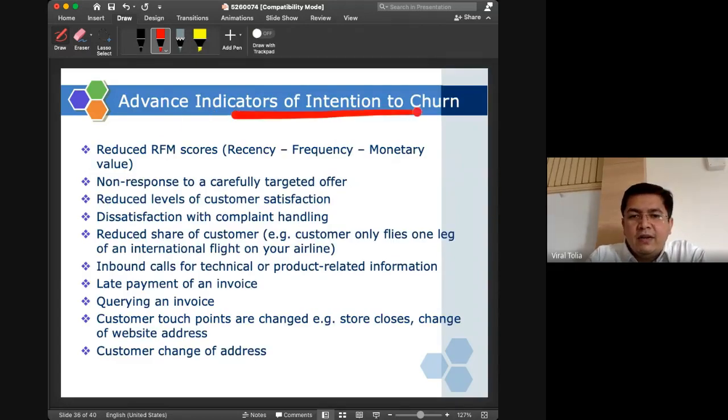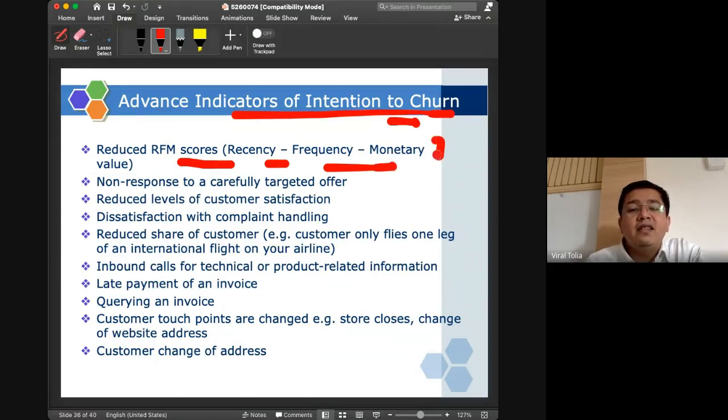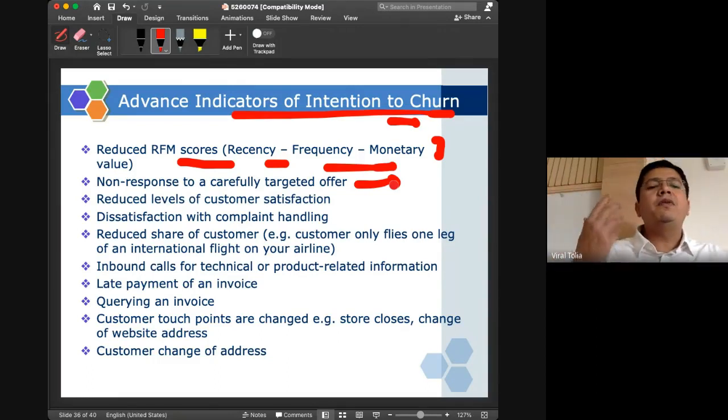Now when you're talking about advanced indicators for the intention related to churning, one is reduced RFM scores, that is recency, frequency and monetary values. If they have decreased, eventually the chances are very high that customers will flow out of the organization. Non-response to carefully targeted offers: it might happen that you have targeted the right person with the right kind of offer, but they are not answering you the way it is expected of you. So that can be one of the sources where we can work, and we can see to it that the development takes place. Reduced level of customer satisfaction clearly can tell you a lot of complaints which are there, can give you an outline.